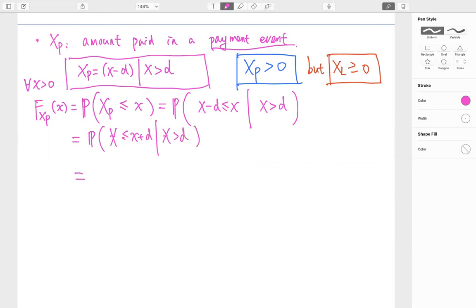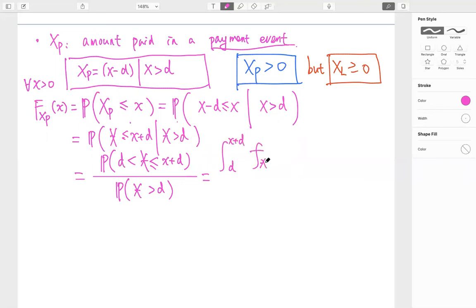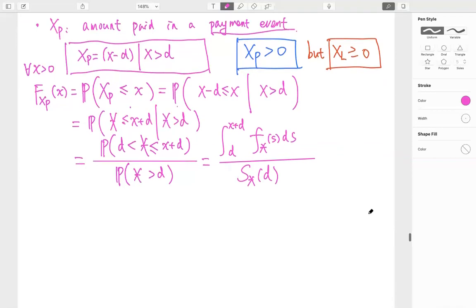Now is my time to apply the definition of conditional probability. The numerator on top will be the intersection of both the probability part and the condition part. So the intersection is x greater than d and less than small x plus d, or put equal if you want. The top will be the integral from d to x plus d of f_X, the PDF of X. This is nothing but the definition. And the bottom part is the survival function, greater than is the survival. I can stop at this part.